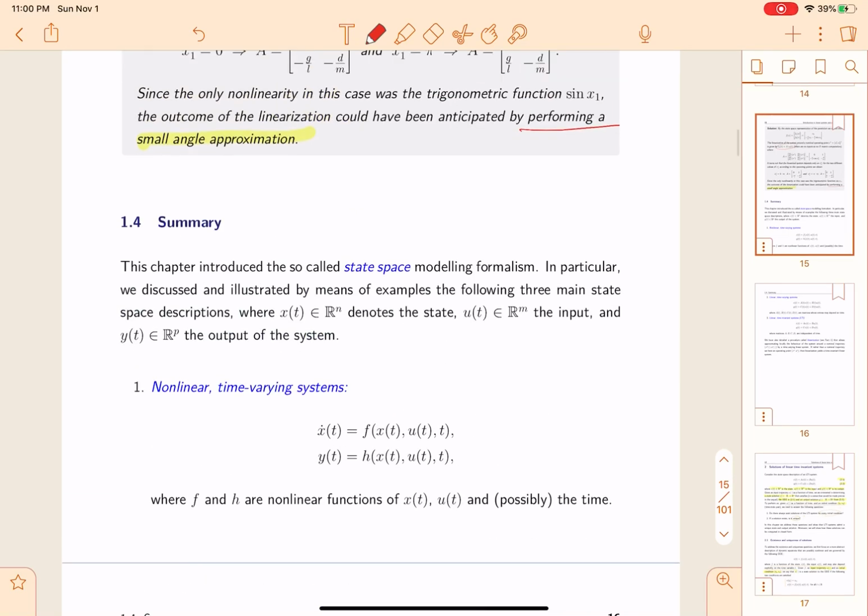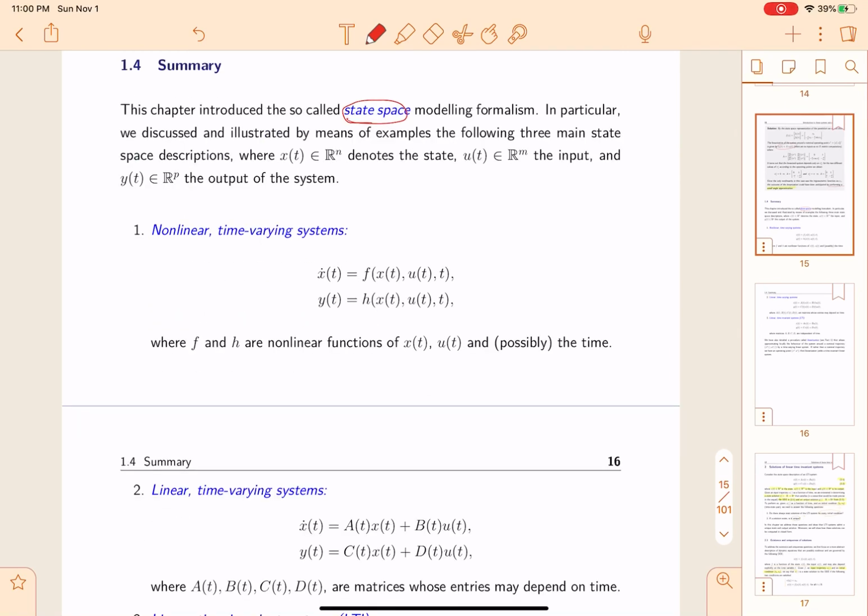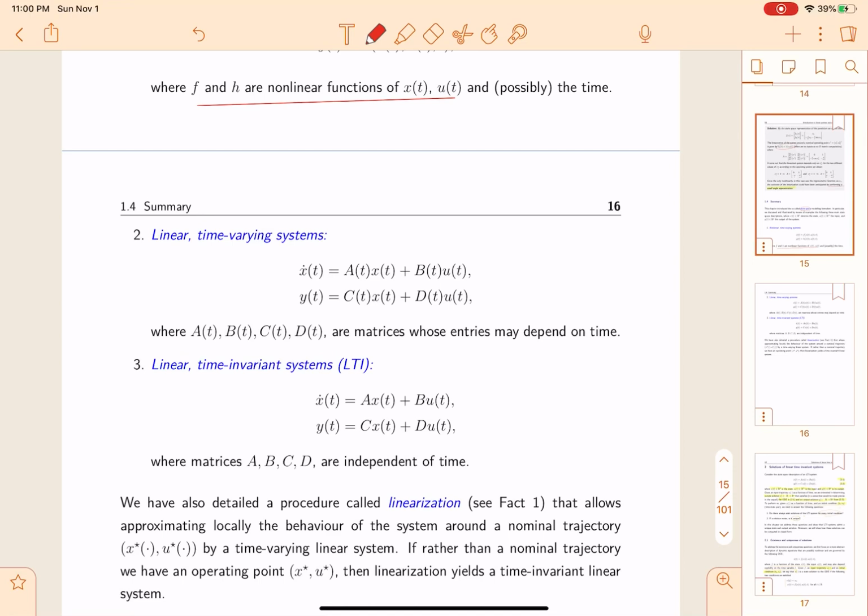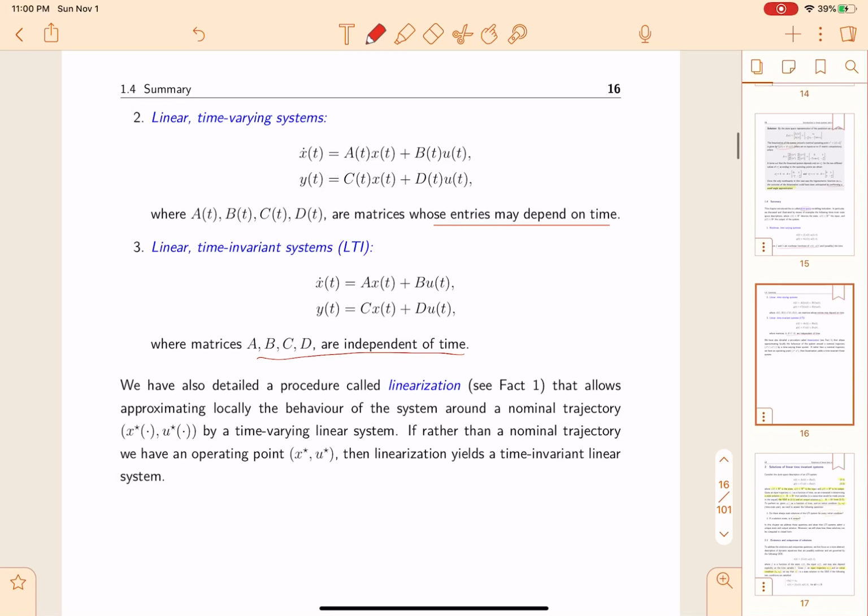So let's make a summary of this chapter. This chapter introduced state space, and in particular we discussed it by means of examples. Nonlinear time varying systems, where f and h are nonlinear equations; linear time varying systems, where these entries depend on time; and linear time invariant systems, where these matrices are independent of time. We detailed this procedure as linearization, which allows approximating the local behavior around the nominal trajectory by a time varying linear system. If, rather than a nominal trajectory, we have an operating point.